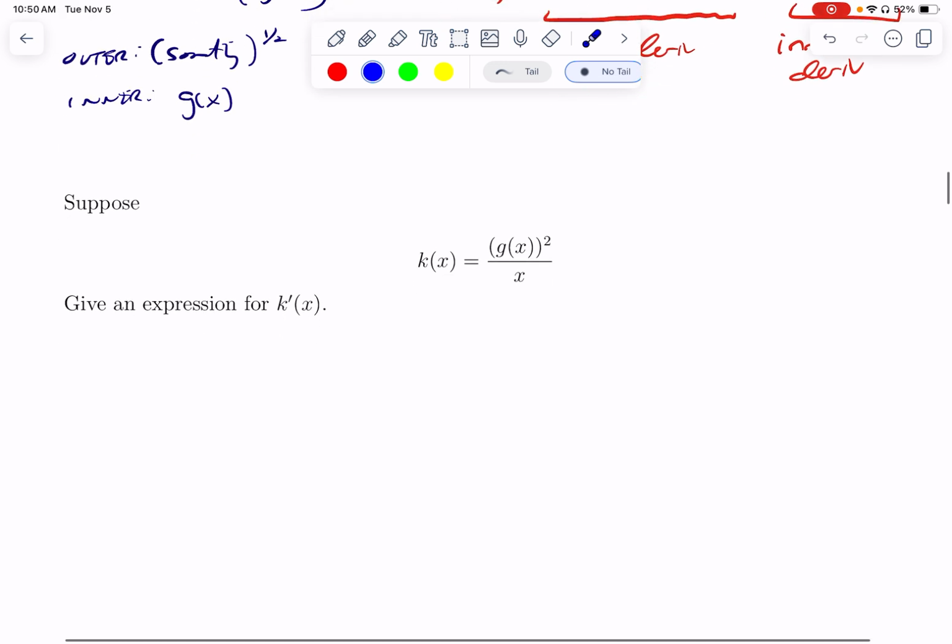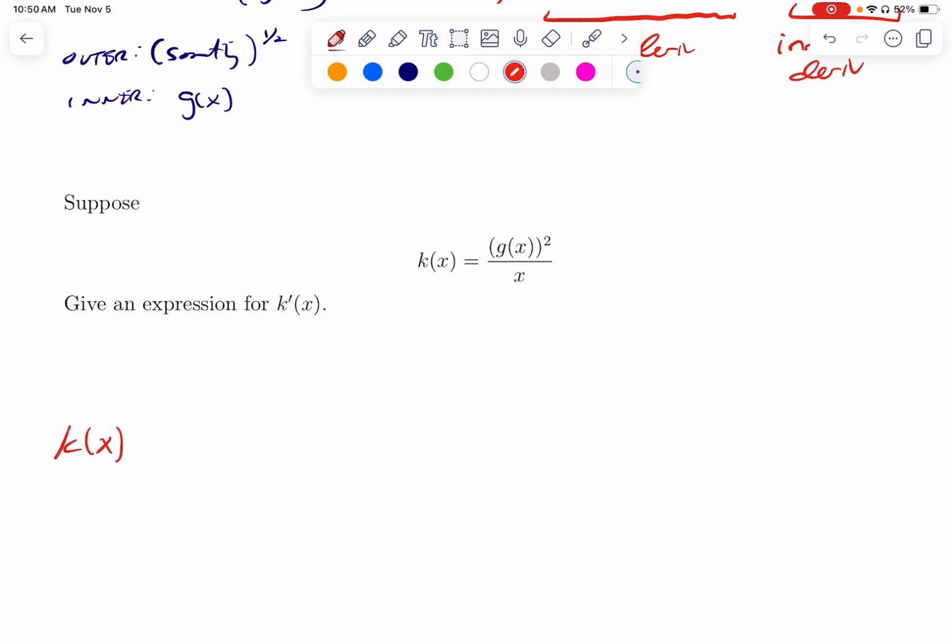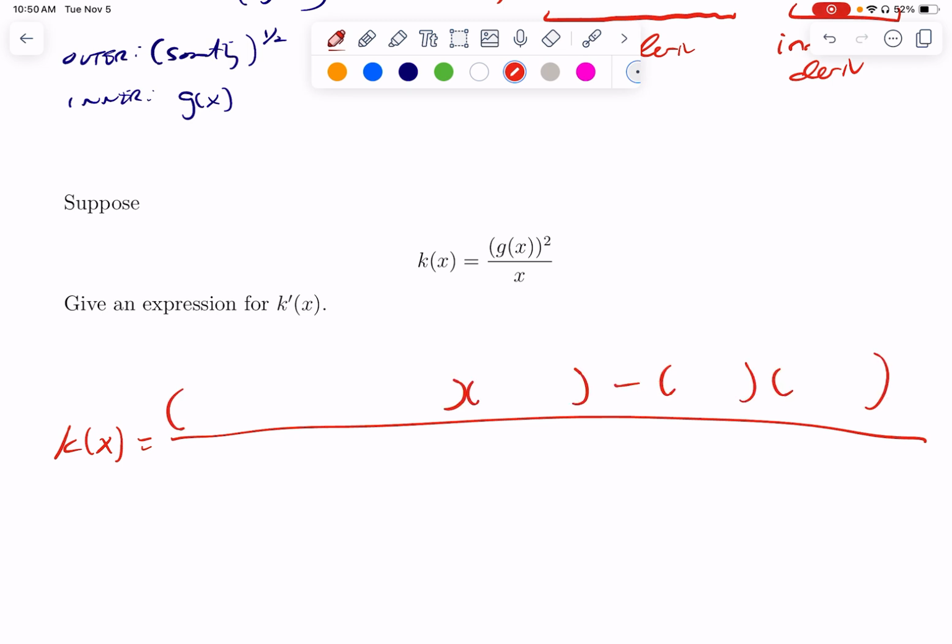All right, let's do one more here. k of x is g of x squared over x. So I know this is a quotient. I will need quotient rule as my general pattern. Something times something minus something times something all over something squared. Now, what goes here would be the derivative of the top.